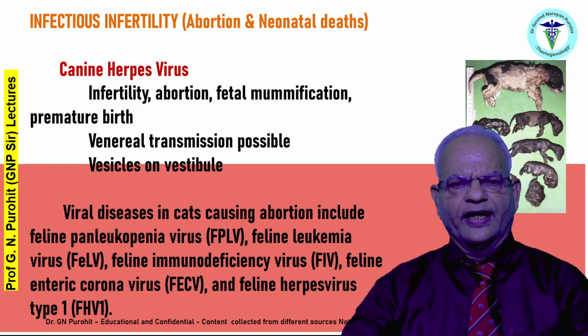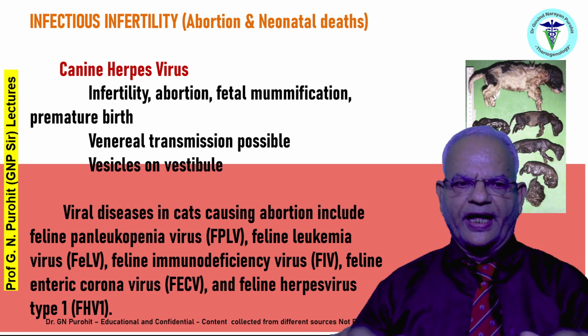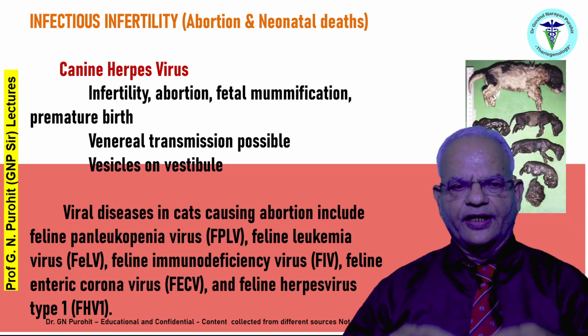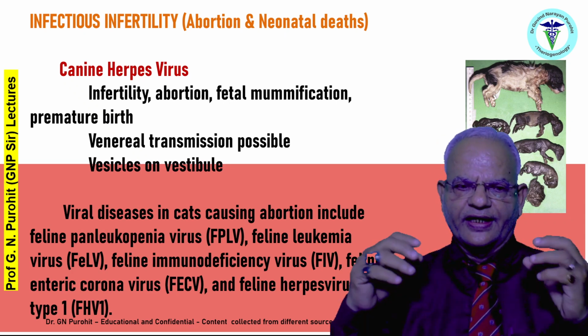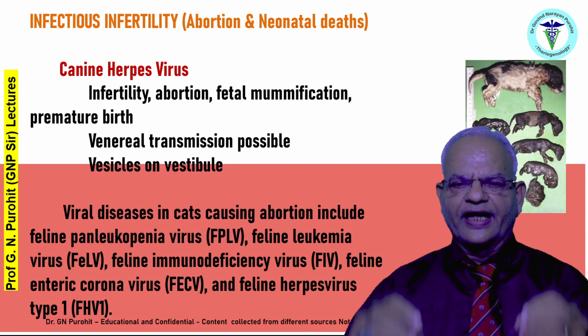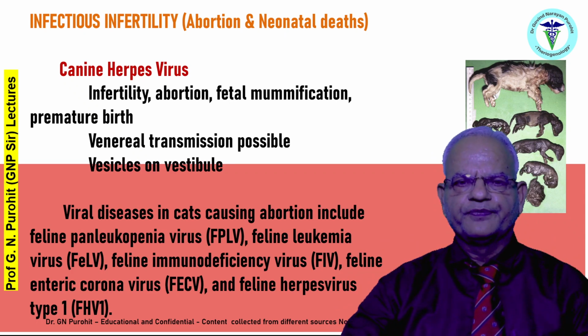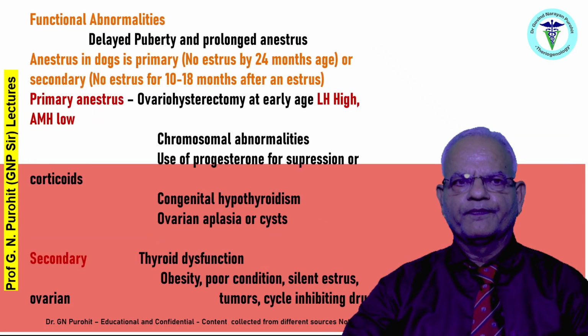Then there are a lot of viral diseases in cats causing abortion, including feline panleukopenia virus, feline leukemia virus, feline immunodeficiency virus, feline enteric coronavirus, and feline herpes virus type 1. Then functional abnormalities in dogs and cats: delayed puberty and prolonged anestrus.